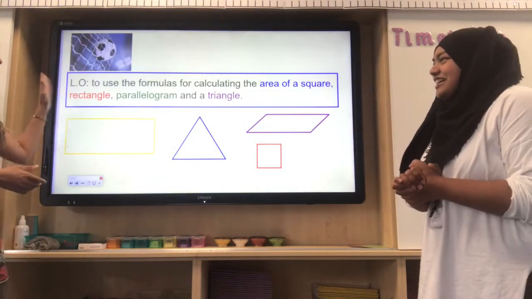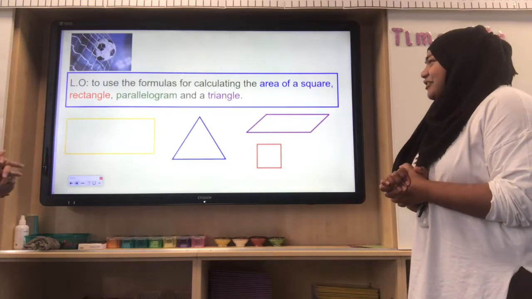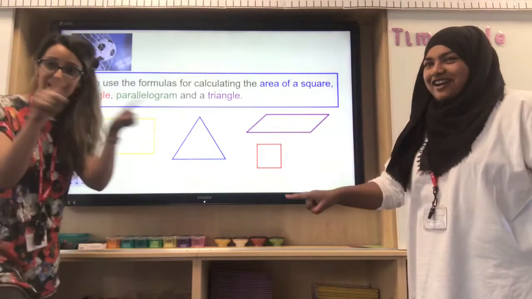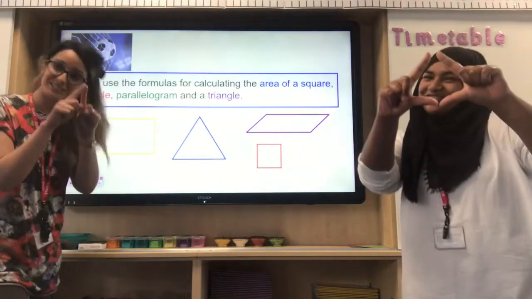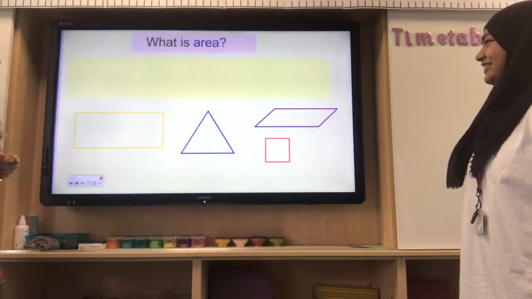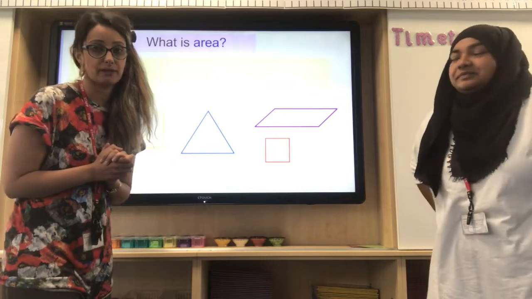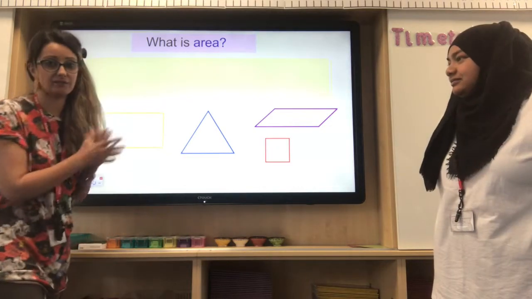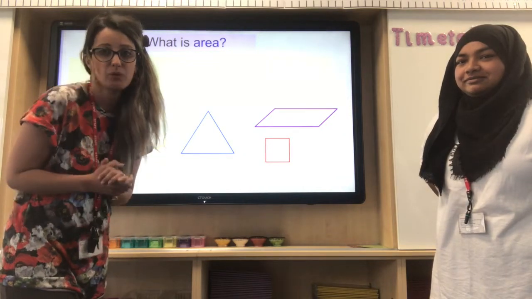Okay, when we're ready, Miss Mia. 3, 2, 1. LO: to use the formulas for calculating the area of a square, rectangle, parallelogram, and triangle. Right. So, before we go anywhere, we just need to recap here, what is the area of something? So what do I mean by calculating the area of a shape? Just pause the video, have a quick chat with the person nearest to you, whoever that may be. What is the area?